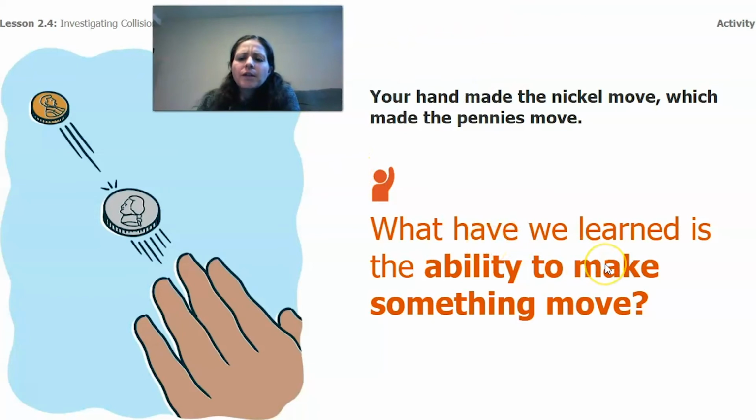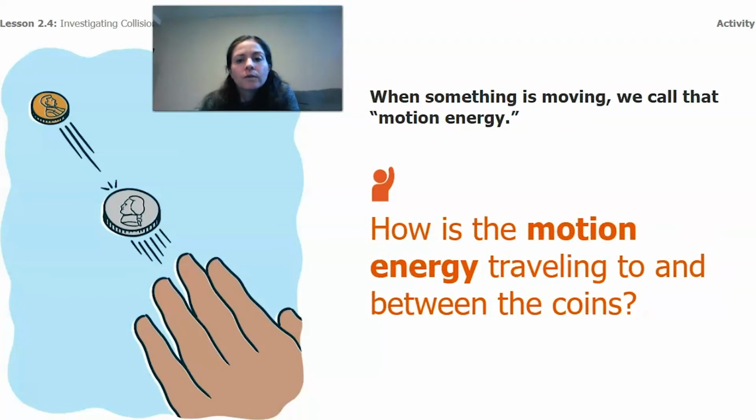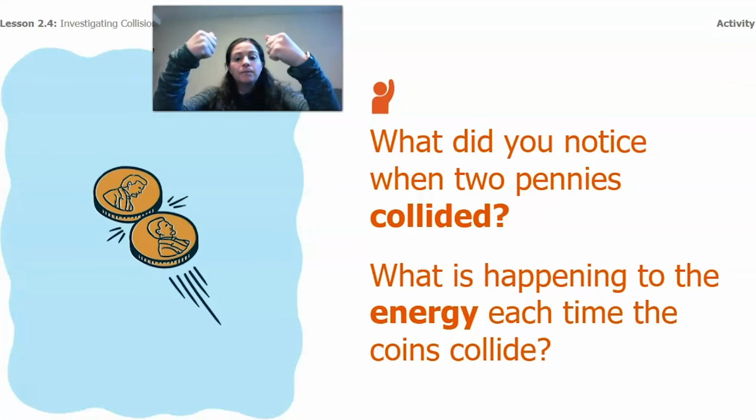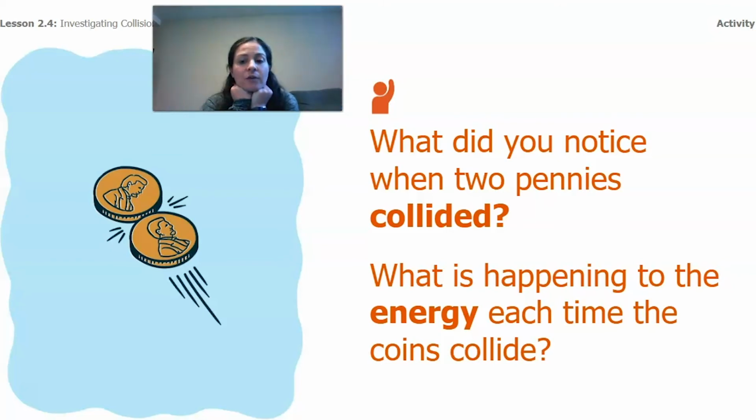So what have we learned about the ability to make something move? So when something is moving, that's called motion energy. If you move your hand, it has motion energy. If you shake your head, your hair has motion energy. So how is the motion energy traveling to and between the coins? Now, what did you notice when the two pennies collided? And what happens to the energy each time the coins collide?